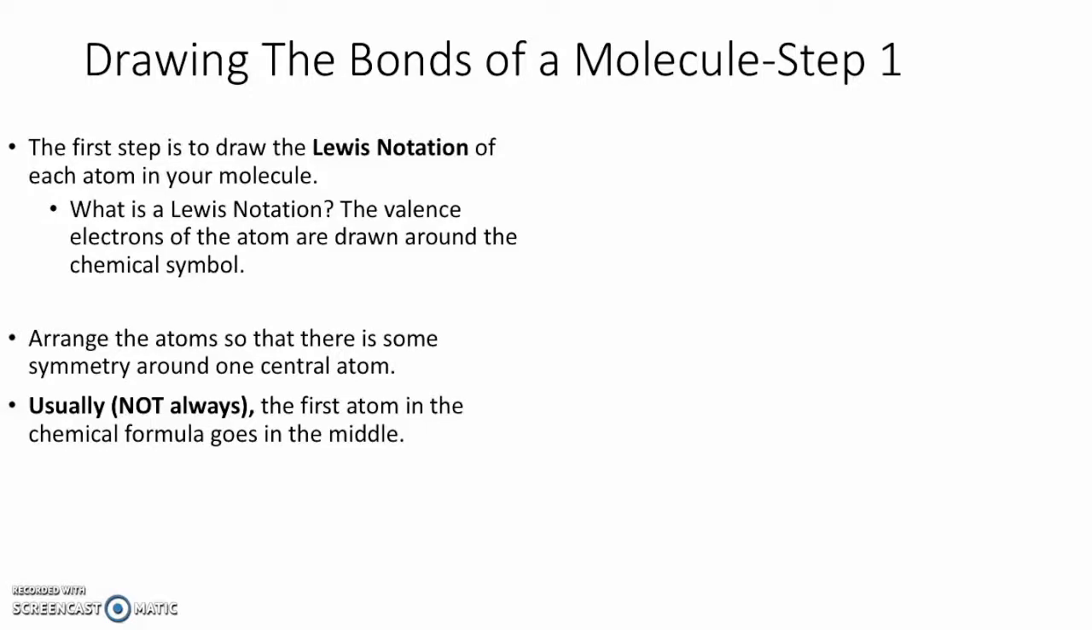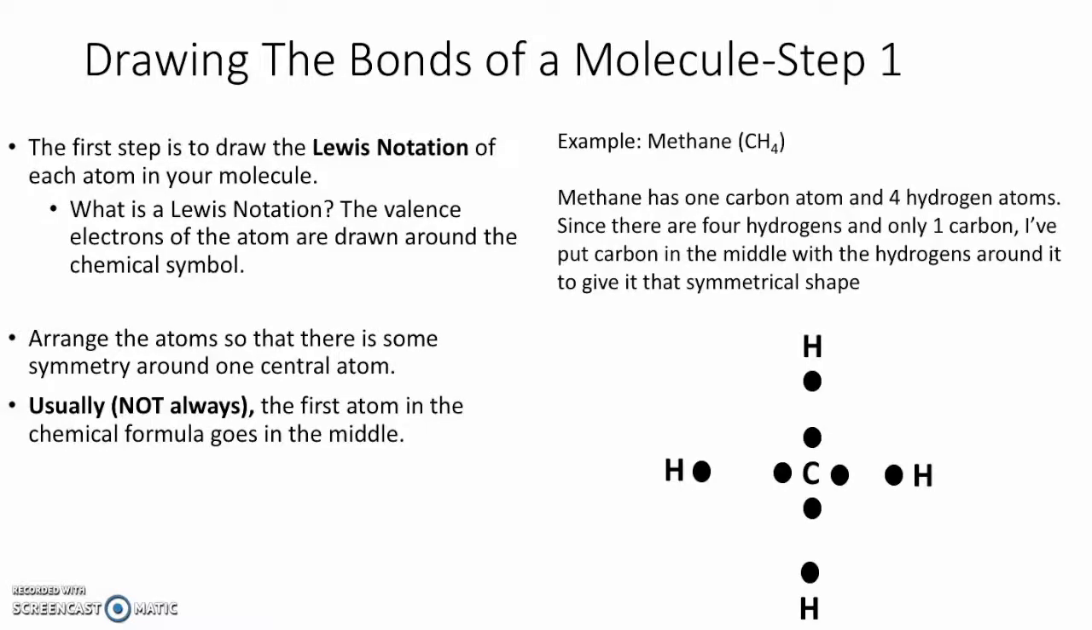So let's see an example of this. For example, methane here, CH4. Now, if you look at CH4, it's got one carbon atom and 4 hydrogen atoms. So immediately we can think of the symmetry in the sense that we could put the carbon in the middle and the 4 hydrogen atoms around. Putting a hydrogen in the middle doesn't really make sense because then it doesn't become symmetrical.